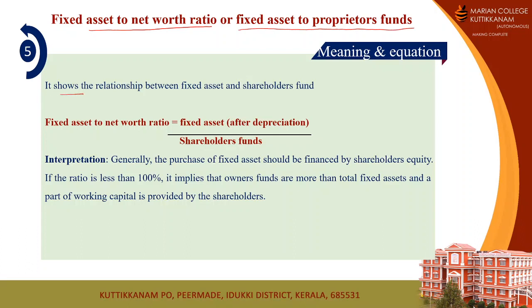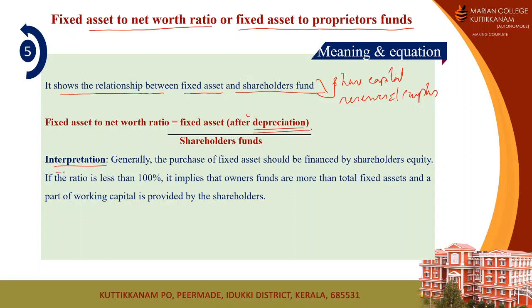This ratio shows the relationship between fixed assets and shareholders' funds. Shareholders' funds include the share capital as well as the reserves and surplus. And how can we calculate this ratio? By using the equation fixed assets divided by shareholders' funds, and you need to take the fixed asset amount, the net amount, after deducting the depreciation.